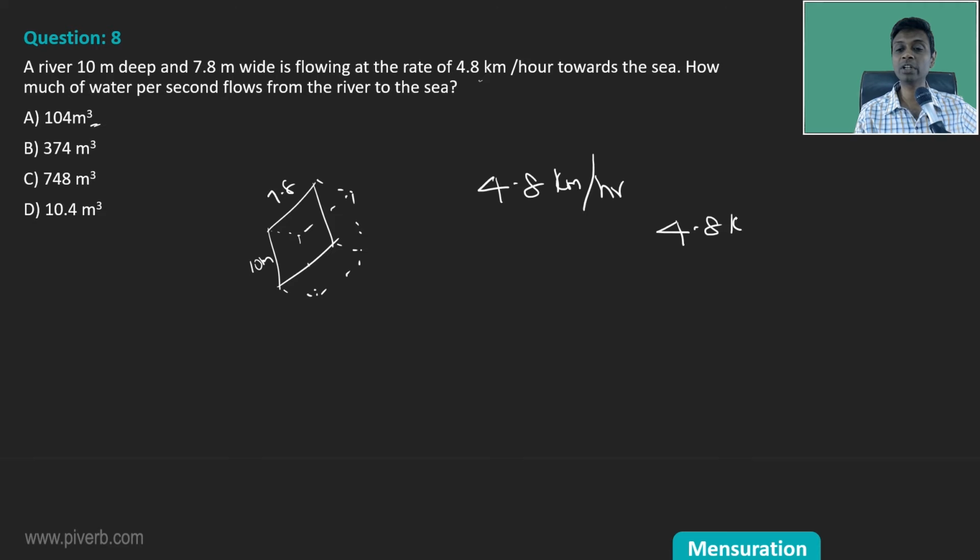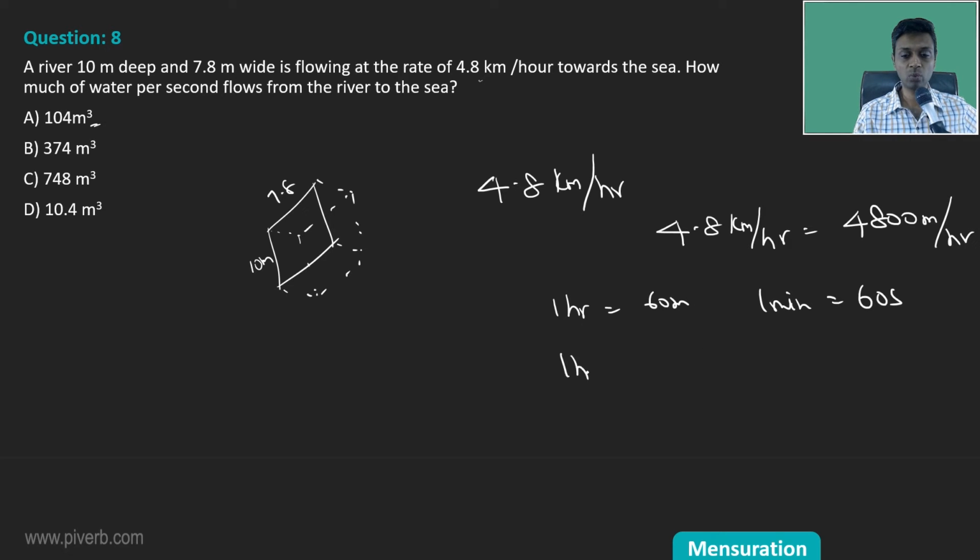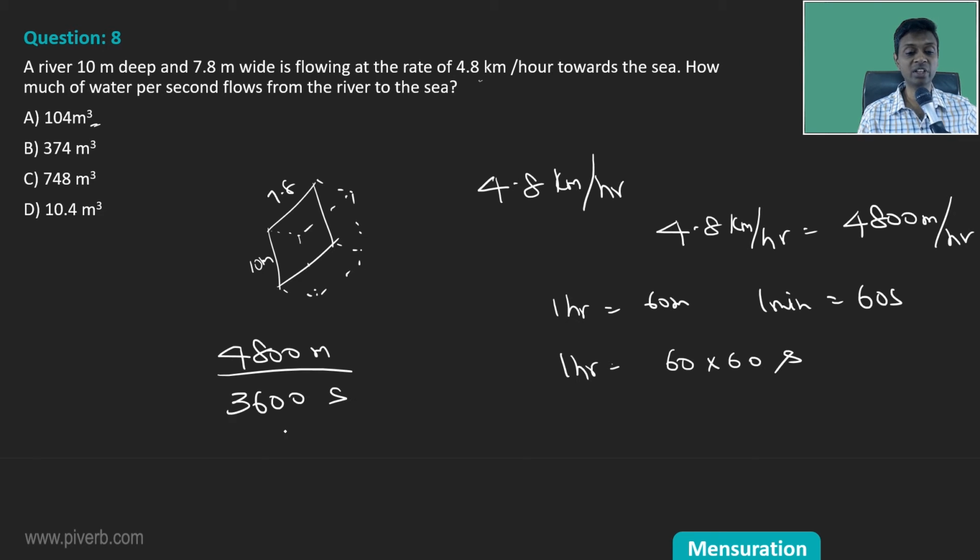First we'll say 4.8 kilometers per hour is 4,800 meters per hour, 4.8 into 1000. 1 hour is 60 minutes. 1 minute is 60 seconds. 1 hour is 60 into 60 seconds. So 4,800 meters per hour is nothing but 4,800 meters per 3,600 seconds.